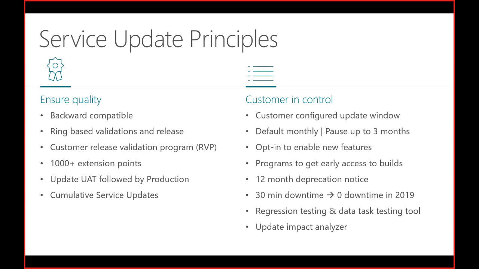These service updates are going to be made available monthly. So Microsoft is going to be releasing a monthly update. You as the customer have the option to pause up to 3 updates. This means that you cannot be more than 3 updates behind. So you can only skip 2 updates, and then you need to make sure you get current. We're going to talk about this in a little bit. We'll also talk about mandatory updates and what that means as well.